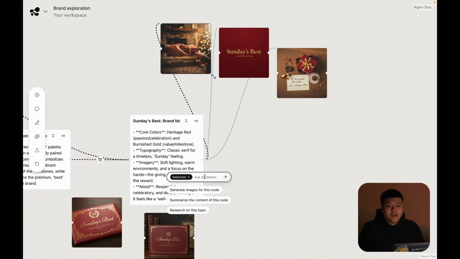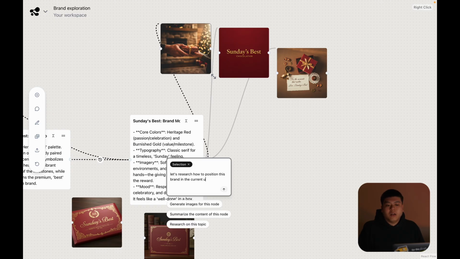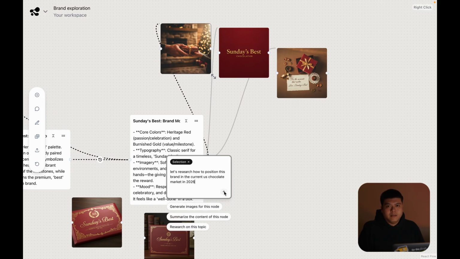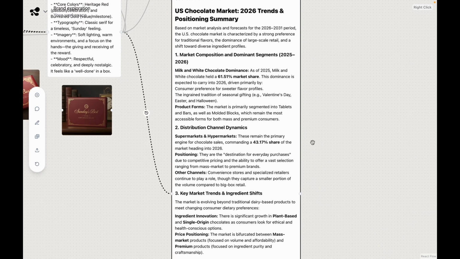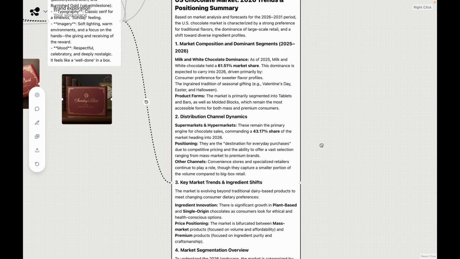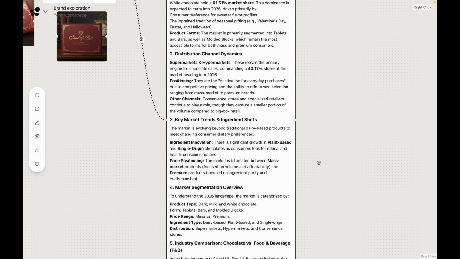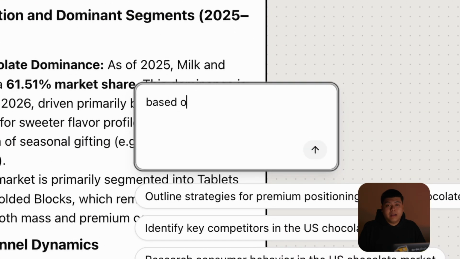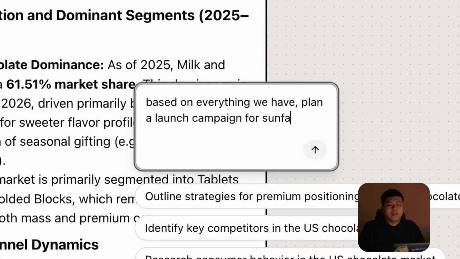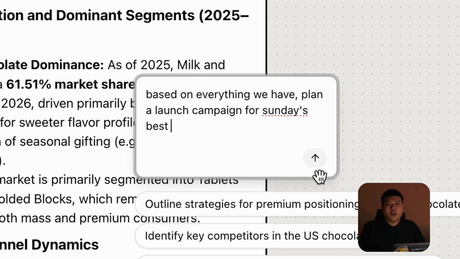It's looking like a solid concept of what our brand is, so let's move on to doing some research on how to position this brand in the market. We have a solid skeleton now of what our brand is and how to position it, so let's ask Simbiont to help us plan a launch campaign next.